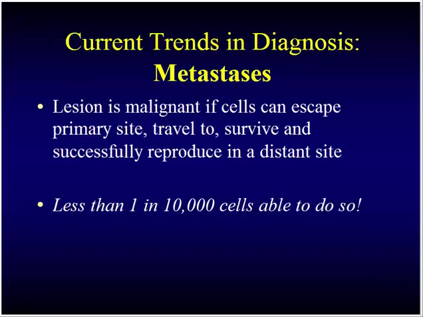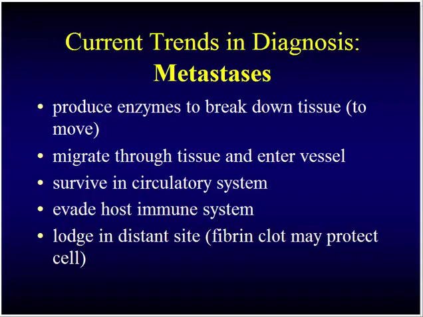And finally, METs. Metastatic lesions: cells become metastatic if they can escape the primary site, travel to a distant site, and set up shop. If they can have a picnic somewhere else and get there. But notice this is very uncommon. Less than 1 in 10,000 cells is able to do so. Why? Because it has to do all these steps.